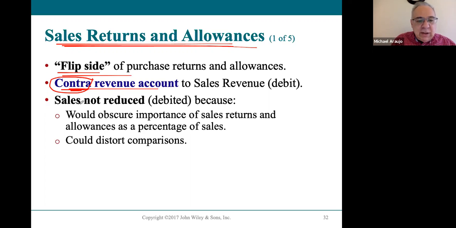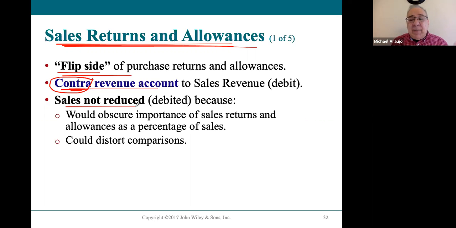Okay. All right, we don't reduce the sale. We want to make sure sales revenue shows everything that we have sold. It's very important that businesses keep track of what's being returned, because they're not in the business of getting merchandise back that they just sold. They're in the business of selling stuff. They want to sell everything. They don't want it back.